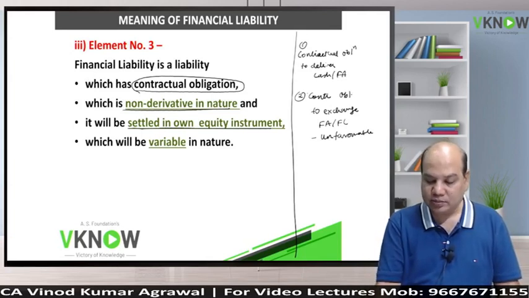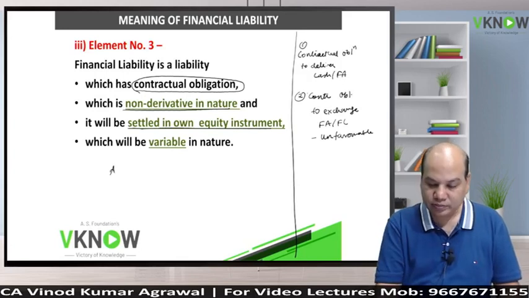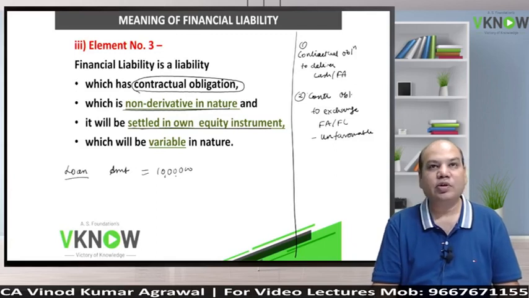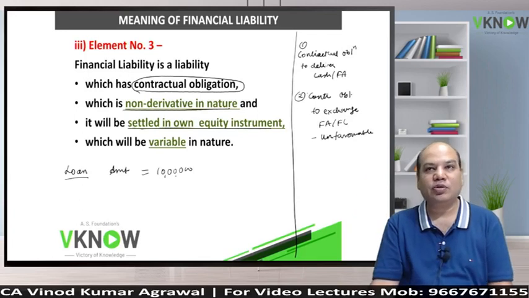Simple example, suppose I have to pay you 10 lakh rupees. So I have a contractual obligation to pay rupees 10 lakh. So this is basically a loan contract, you can say, which is a non-derivative contract. I have taken a loan of 10 lakh rupees from you. Only an example, after the class, don't ask me.